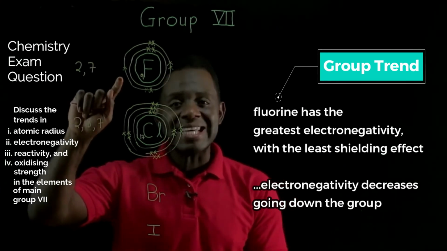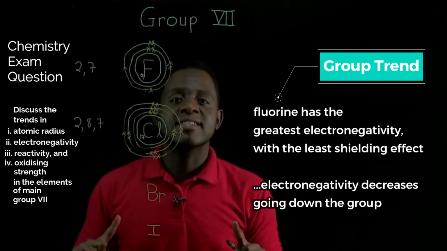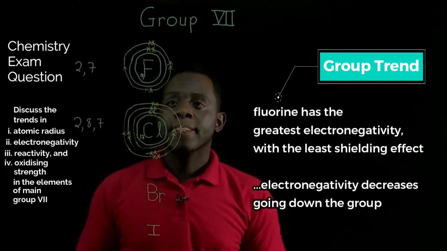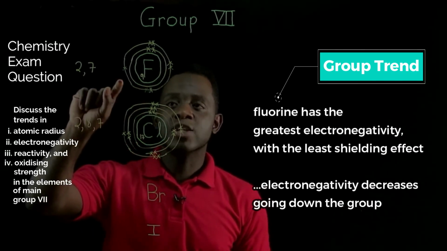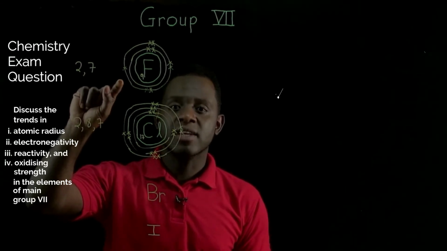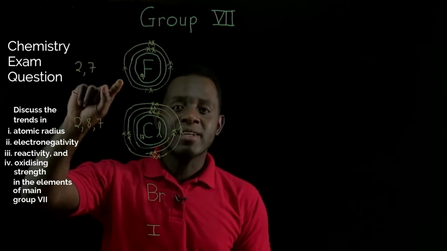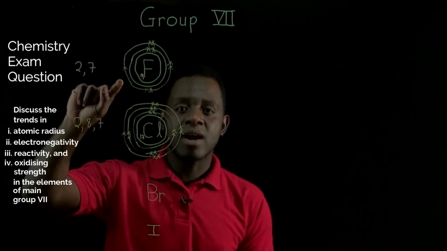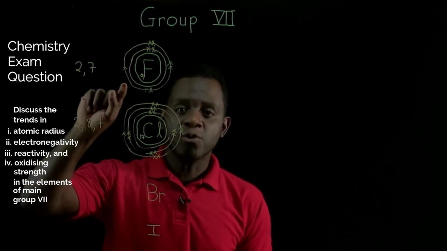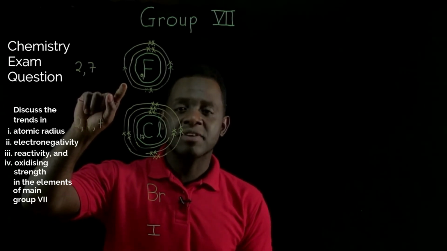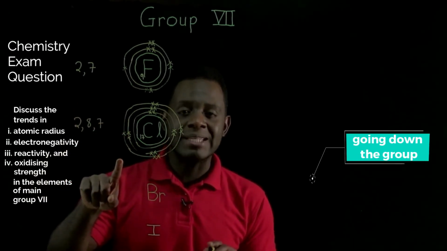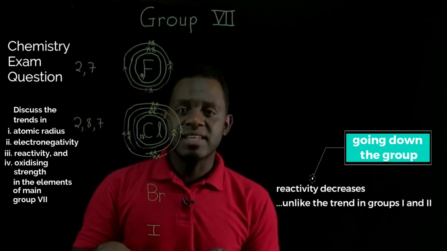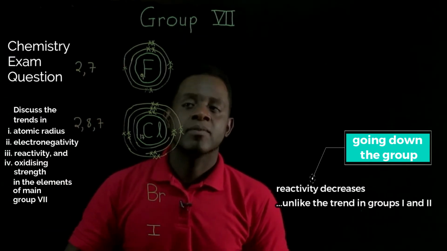Fluorine has the greatest electronegativity because it has the least shielding effect. So, if fluorine has the greatest electronegativity, it means that when reacting with other atoms in chemical bonds, fluorine will be more reactive than chlorine. And the trend is, as we go down group 7, reactivity decreases.